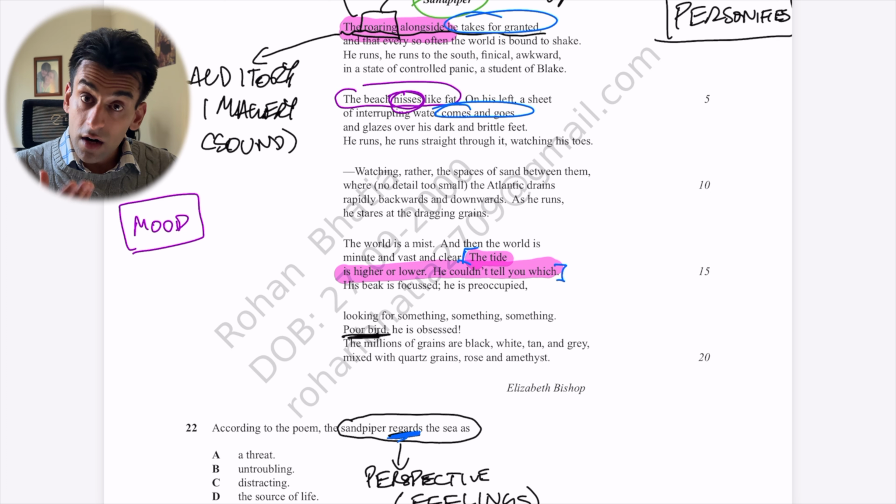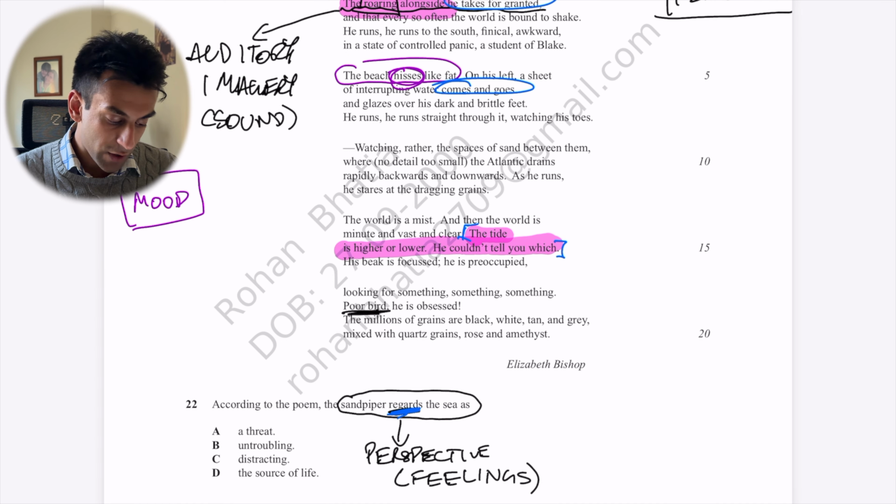Okay, so that's a lot of information that we can gather about this question. So if we go back to the question and look at the options now, the sandpiper regards the sea as a threat. Okay, well, that probably doesn't align with what we've talked about, so I'm going to cross that one out.